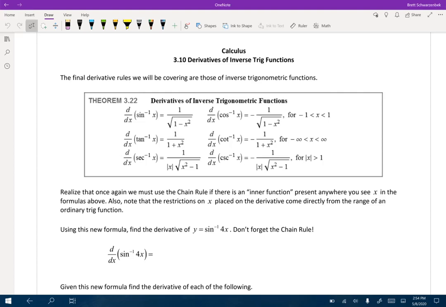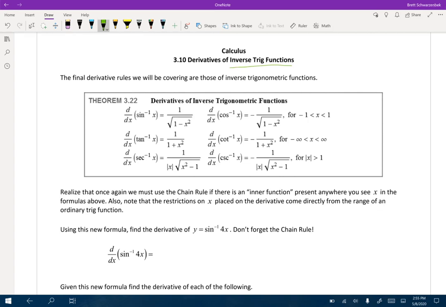Okay, this is the 310 notes for Calculus 1. This section concentrates on our last type of important function for finding the derivatives of, the inverse trig function. So yes, there are derivatives of inverse trig functions. So what do we mean by that?